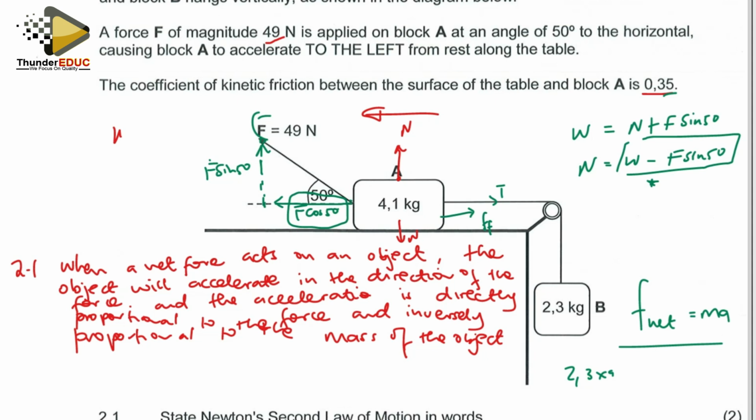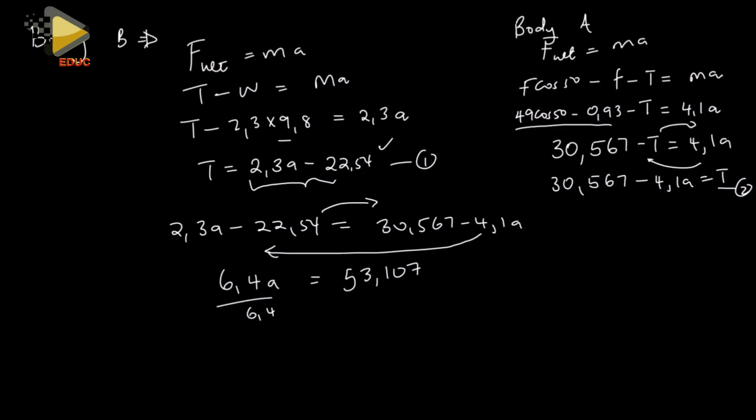Remember, we said we have this, which is applied tension, and then there is also friction. Okay, so I think this is meant to be a plus as our equation number 1. So I'm going to put a plus there, because when you transpose this negative to that side it becomes a positive. So the rest is fine. So we're going to subtract that. We're going to have 30,567 minus 22,54.